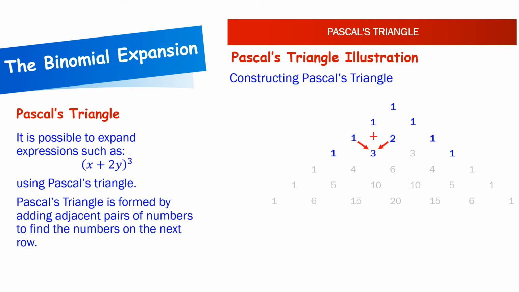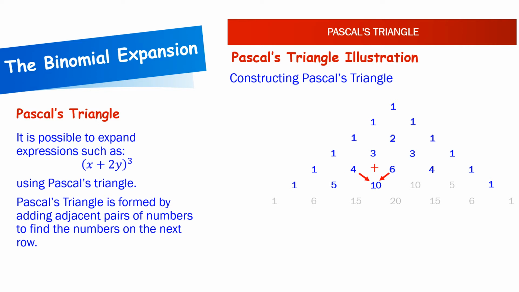Next we add 1 and 2 to give us 3, and we position that in the next row down as shown. Similarly for 2 plus 1, again we transfer the 1 down and the 1 down here. We add the 1 and the 3 as shown and position the 4 in the next row down. 3 plus 3, 3 plus 1, 1 goes in the next row down and the other one here.